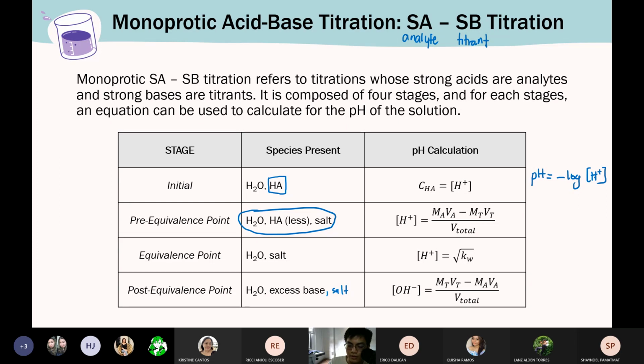So, dyan, ano kaya yung magko-contribute sa pH? Ano kaya sa tingin niyo? Sa tatlong yan, between water, acid, and salt, sino ang magko-contribute sa pH? Any guess?